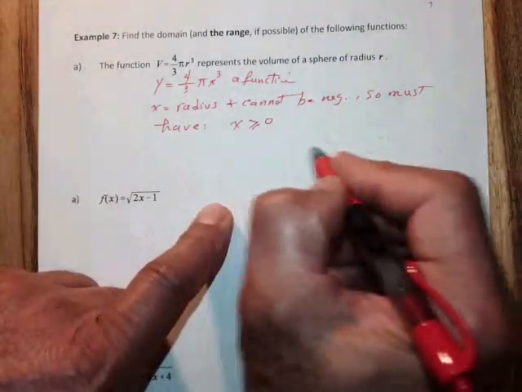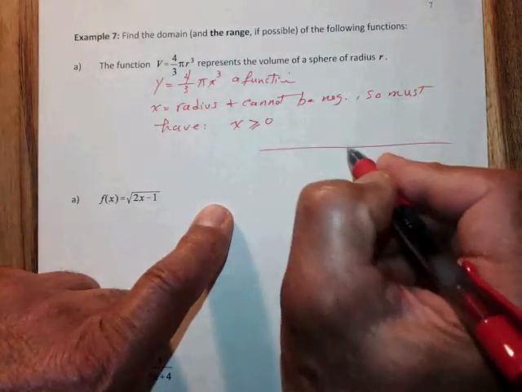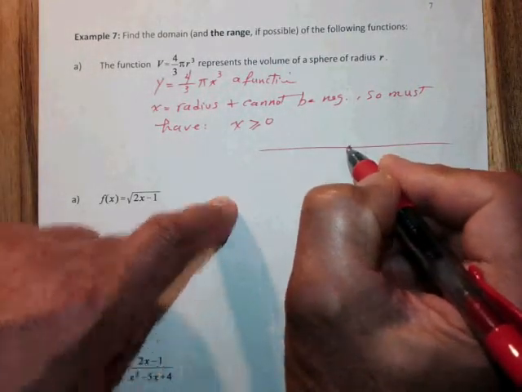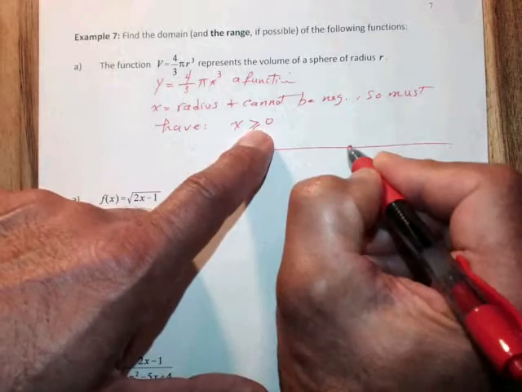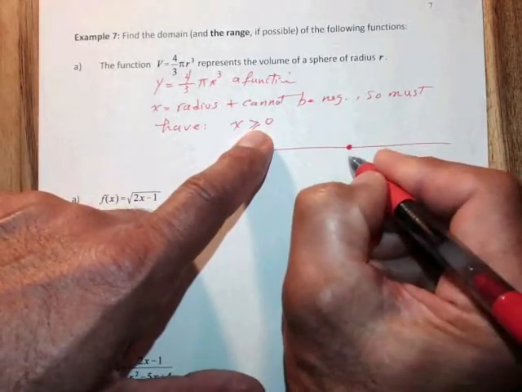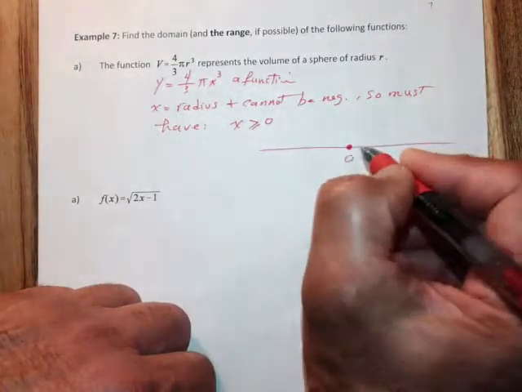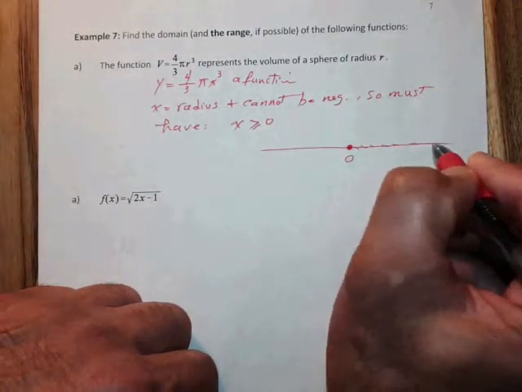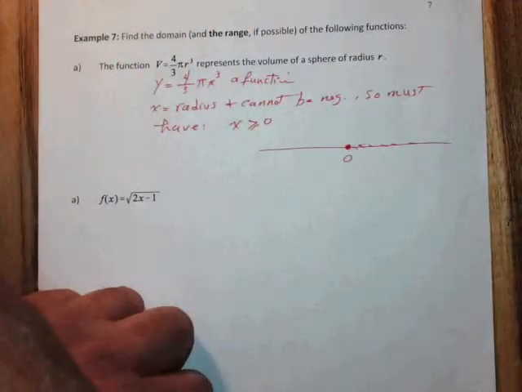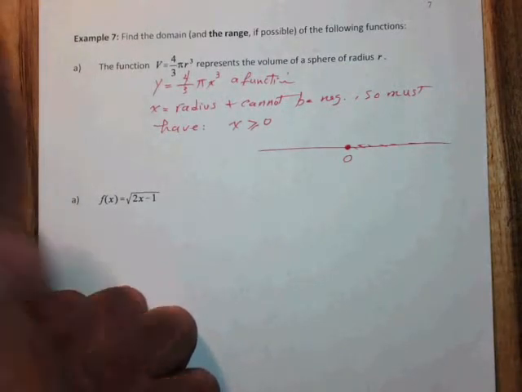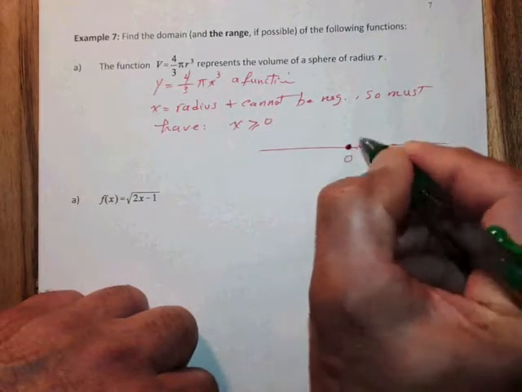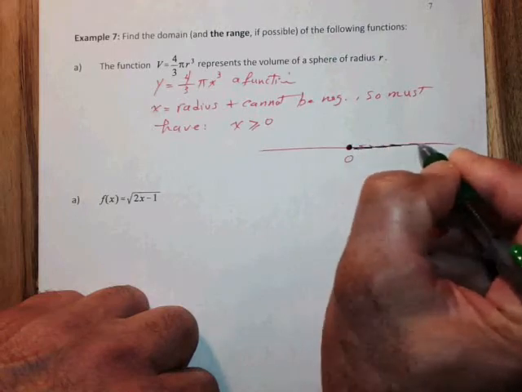So actually we can graph it, you see. If I put 0 here, because I have equality, I can use a solid point, call it 0, and I want every value bigger than 0. That would be everything to the right here. So the domain is actually all of that to infinity.